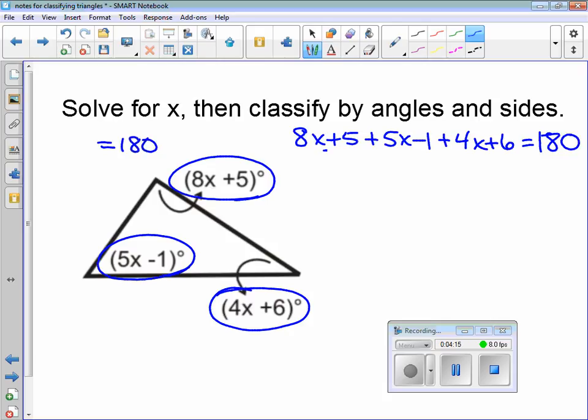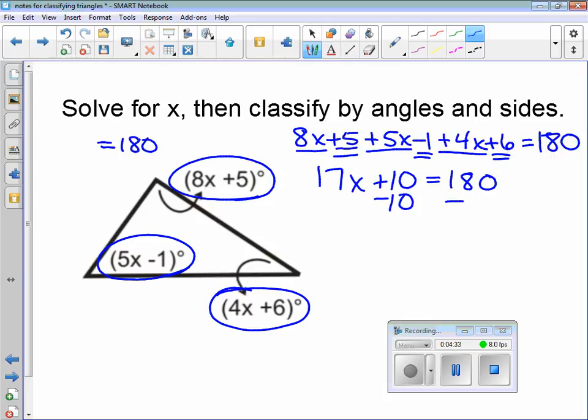Now we combine like terms. 8x plus 5x plus 4x is 17x. And then we have plus 5 minus 1 is 4, plus 6 is 10. Still equal to 180. Subtract 10, you get 17x equals 170. Divide by 17, x equals 10. So that's just the first part of the question. Now we have to classify by angles and sides.